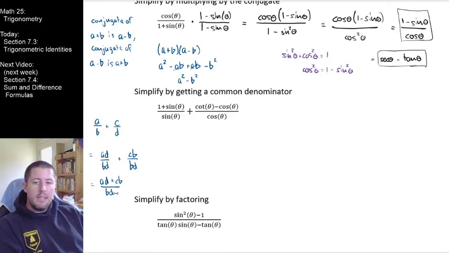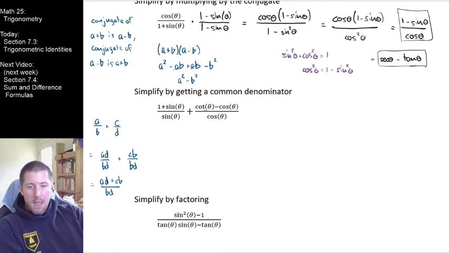That's a pretty common technique that we'll want to use if we have some unfortunate sums or differences of some trig quantities. So let's go ahead and do this one here. Let's simplify this one by getting a common denominator. It looks like this has a factor of sine in the denominator. This has a factor of cosine in the denominator. So I'm going to want to multiply the first expression by cosine, top and bottom. I'm going to want to multiply the second expression by sine, top and bottom here. So let's go ahead and do that.